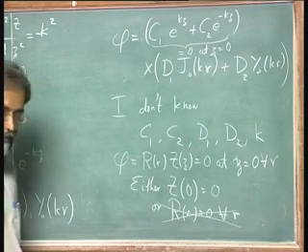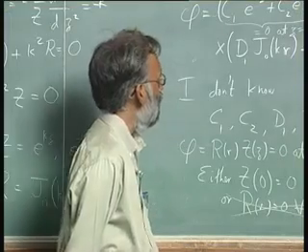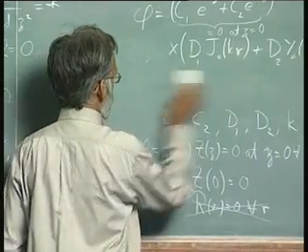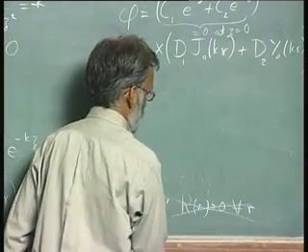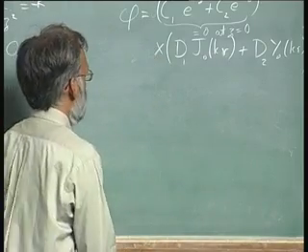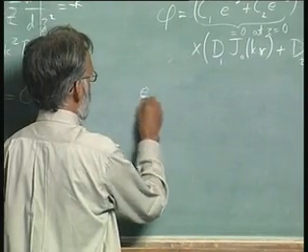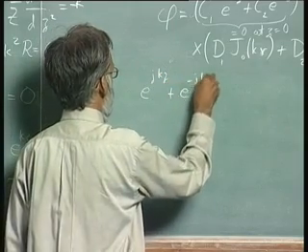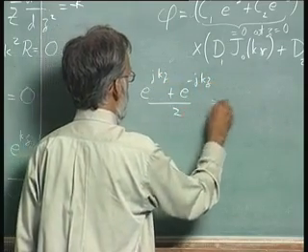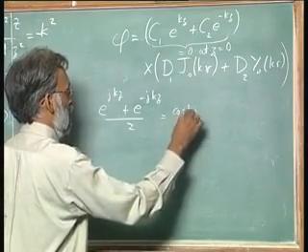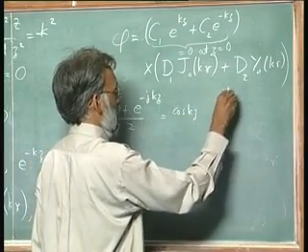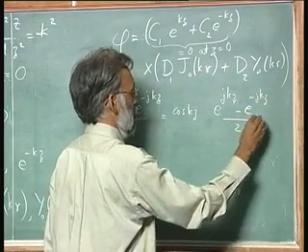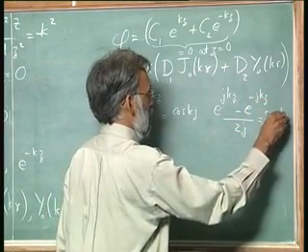Now, I am sure you have studied exponential functions, and you know that you can construct trigonometric functions from exponential functions. You can construct e to the j k z plus e to the minus j k z over 2, that is cos k z, and e to the j k z minus e to the minus j k z divided by 2j, that is sin k z.